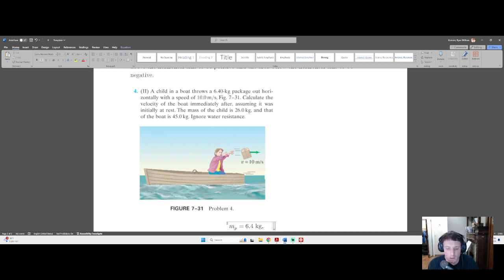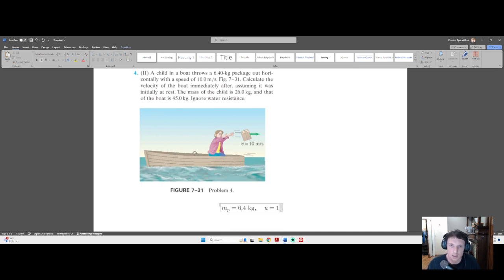Okay, so I'll say the final speed of the package, and I'll talk about why I was confusing myself there in a second, is u, and that's 10 meters per second. And then we'll say the mass of the child, that's mc, is going to be 26 kilograms. And the mass of the boat is 45.